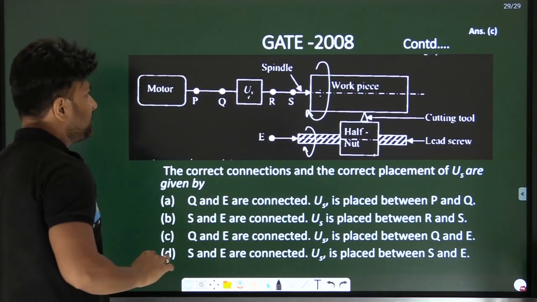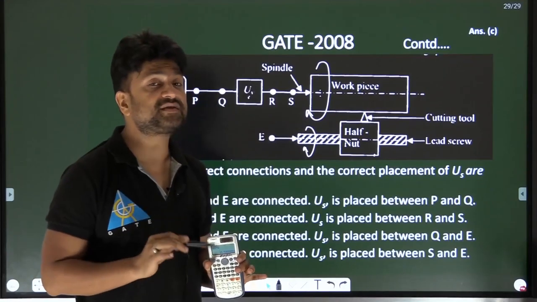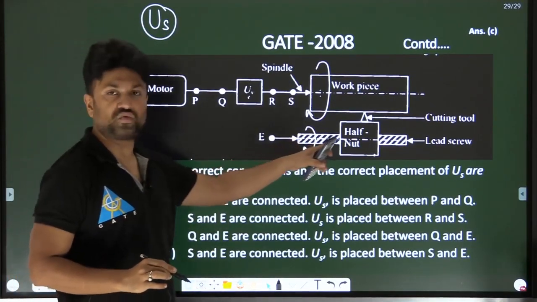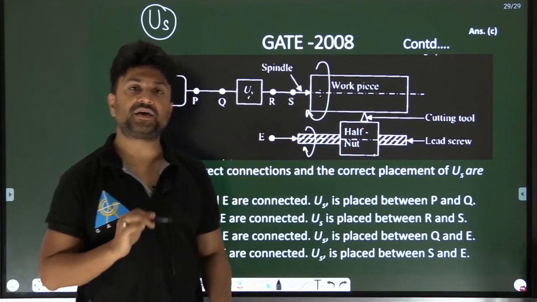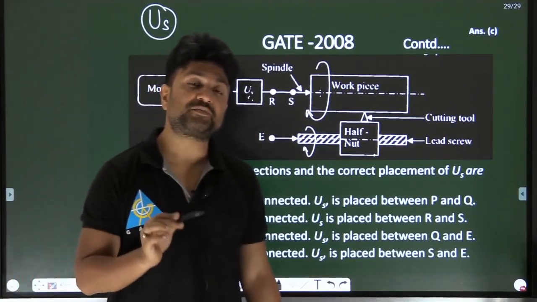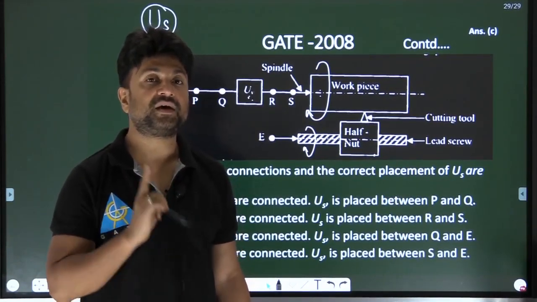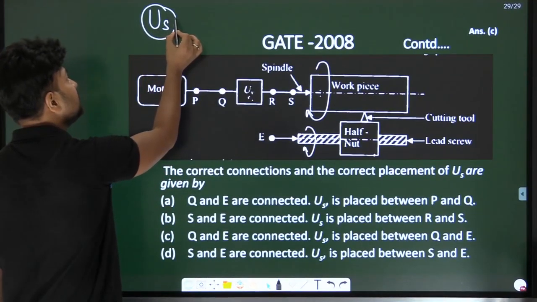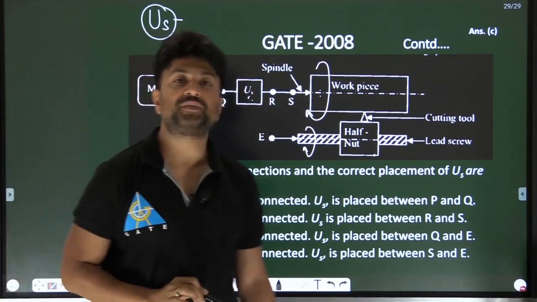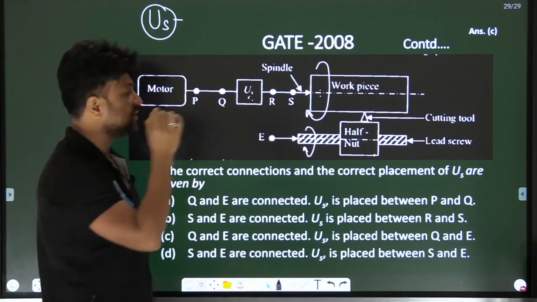Okay. Now what he says, there is a gearbox US. You have to place US. US is a gearbox for the lead screw. You have to place that gearbox US in such a way that US will not affect UV, and UV, that is the gearbox of the workpiece, will not affect the rotation of the lead screw. Please listen carefully. I'm repeating again. You have to place US, which is a gearbox for the lead screw, in such a way that it cannot affect UV, the gearbox of the workpiece, and UV should not affect US, the gearbox of the lead screw.